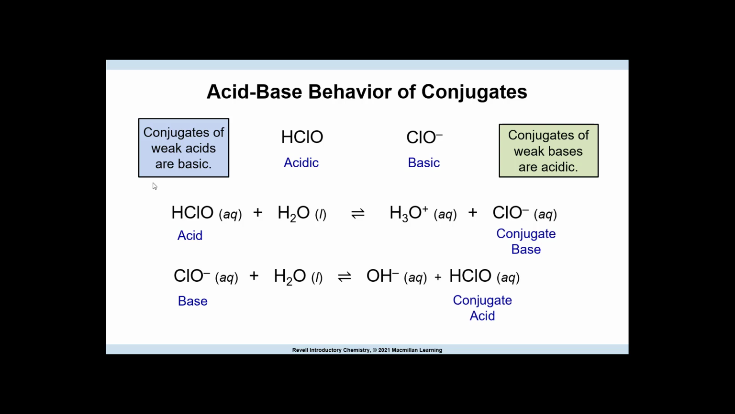Hypochlorous acid is a weak acid. So this means its conjugate, which is the ClO minus, is basic. We can write two reactions showing how both the acid and the conjugate base react with water. So again, yes, they want you to know that these are both happening.